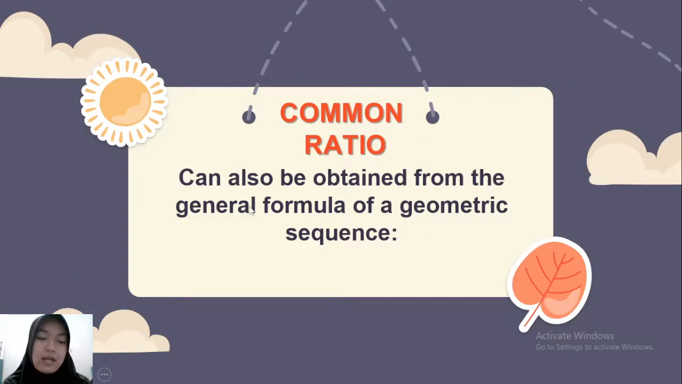Common ratio can also be obtained from the general formula of a geometric sequence, that a sub n is equal to a sub 1 times r to the power n minus 1. This formula is intended to find any term of a geometric sequence.